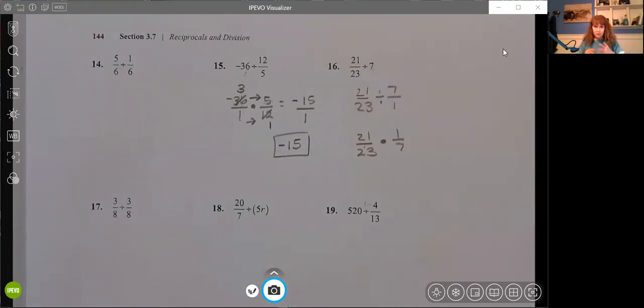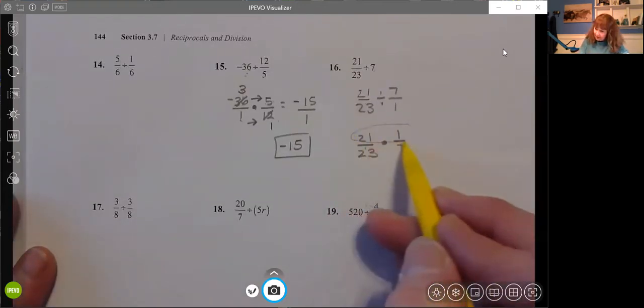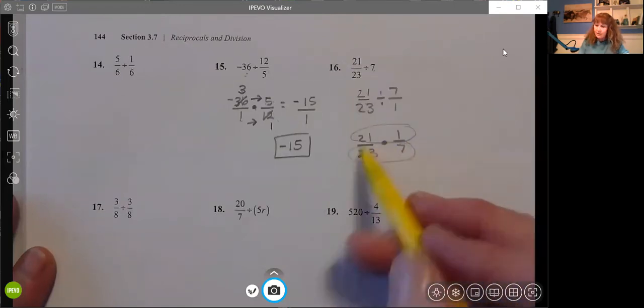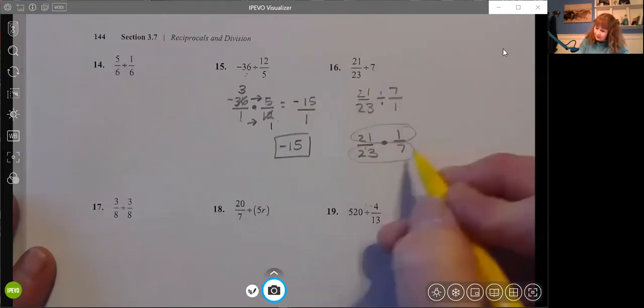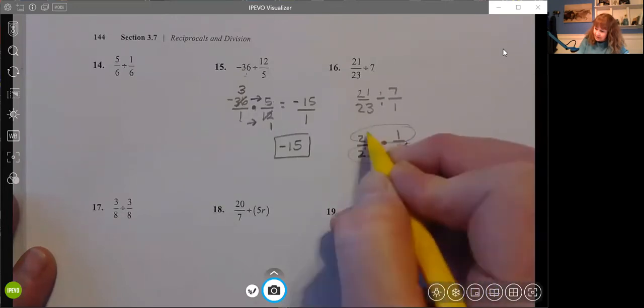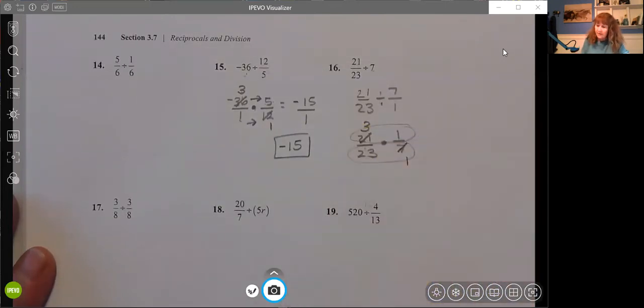So again, I'm going to reduce before I multiply, and anything here with anything here. And it looks like the 7 and the 21 will reduce, because I know that 7 goes into there once, 7 goes into there 3 times as I reduce.